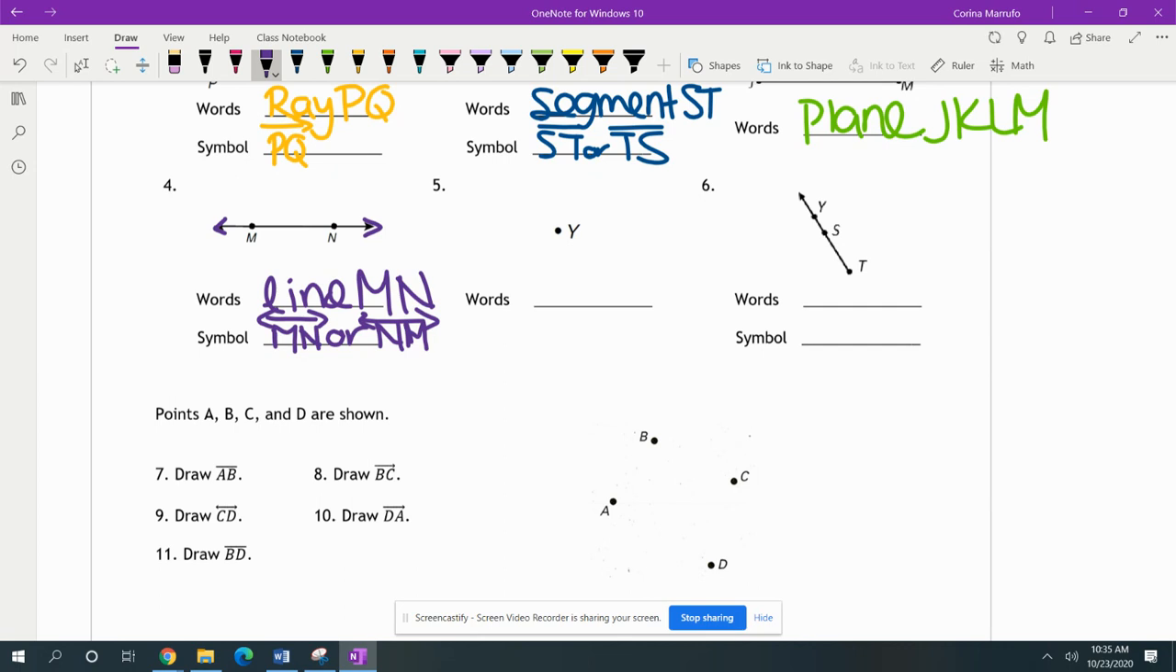The next one, this one doesn't have a symbol. This one just has a name. And the name is point, and the point is Y. And last, again, we have a ray again. So ray, the endpoint is T, so you have to use T. You can use TS or you can use TY. It doesn't matter because they both go out through both points. So for the symbol, we would use TY and you put your little arrow, or TS. Okay, the most important part is that it starts with a T.